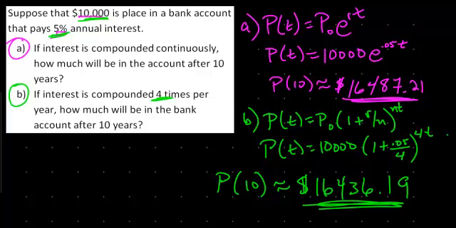But here, after 10 years, the difference is only about 50 bucks in these two accounts. Let's look at another problem here. Suppose a colony of bacteria has a continuous growth rate of 10% per hour. By what percent will the colony have grown after 5 hours?